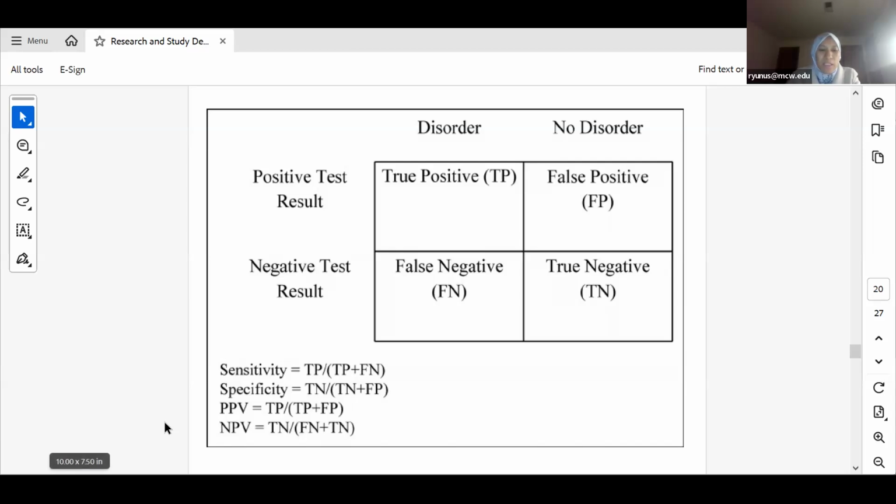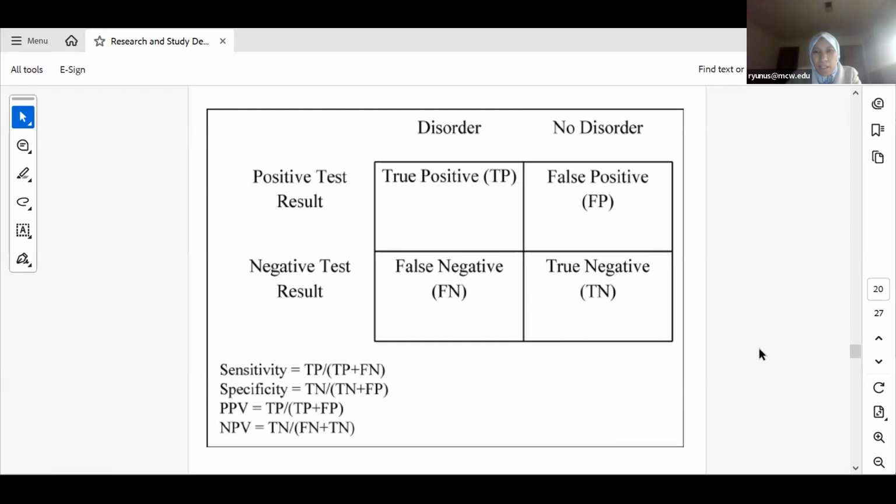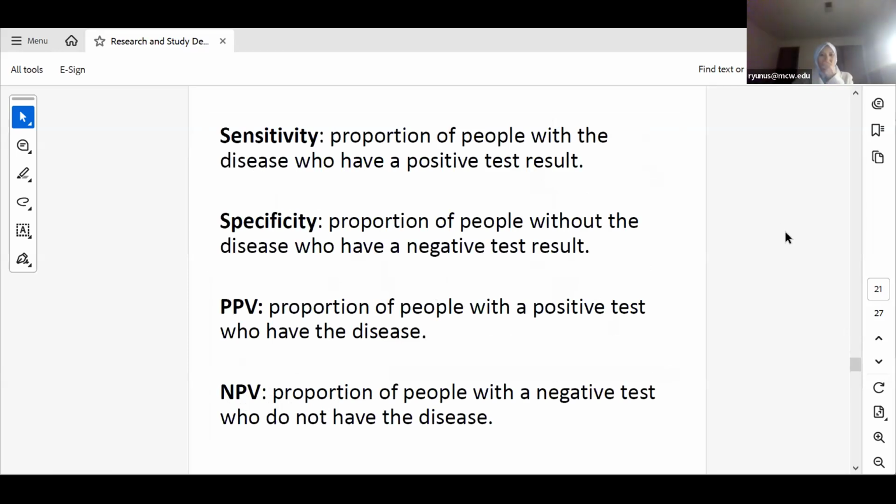And if you look down here, these are the formulas. How do you calculate sensitivity, specificity, and PPV, NPV? If you look up here is the positive predictive value and negative predictive value. I'll give you maybe 30 seconds to look at this, or to write that down.